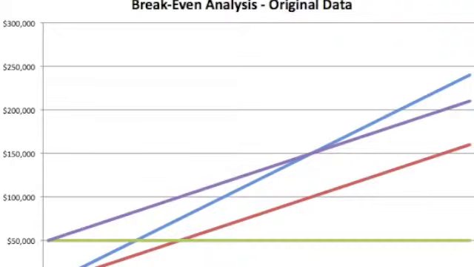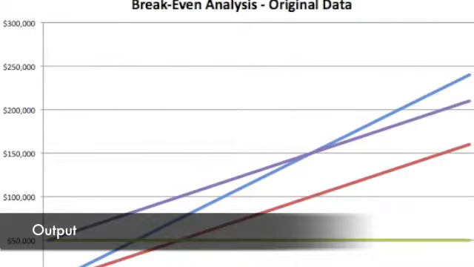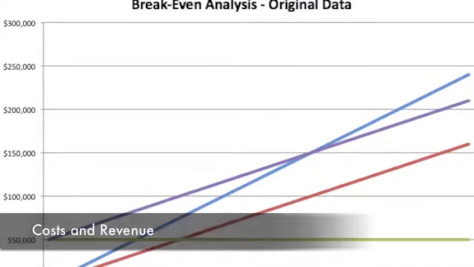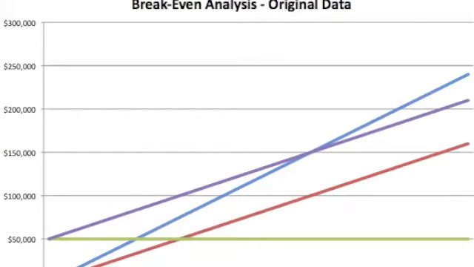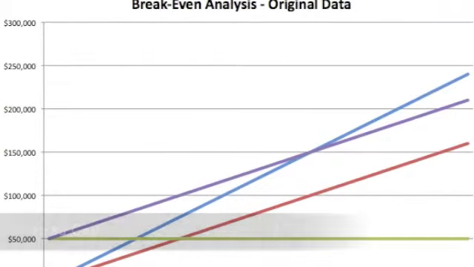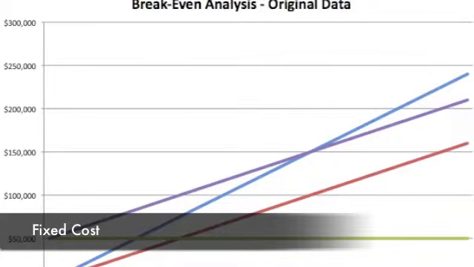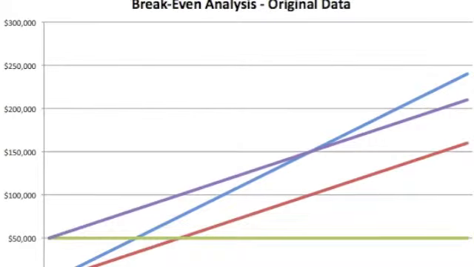In the break-even analysis, the x-axis shows the output or the number of units produced. The y-axis shows the cost and revenues that the business makes by producing a particular product. The fixed cost line is in green. It is always horizontal because this cost does not change even if the output has increased.